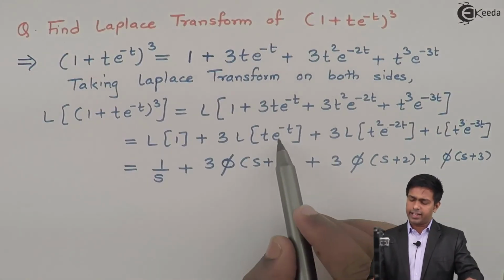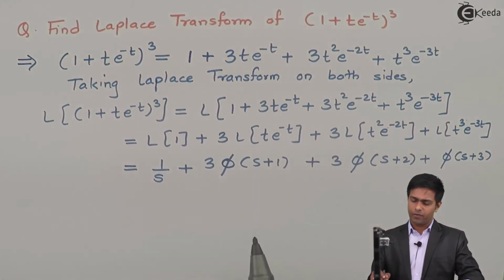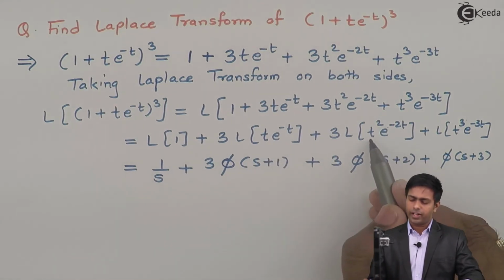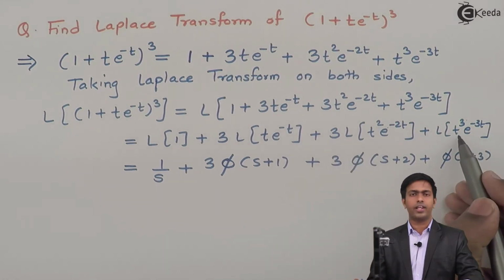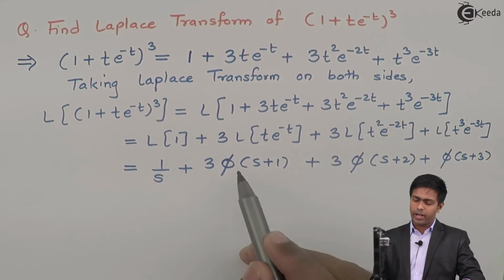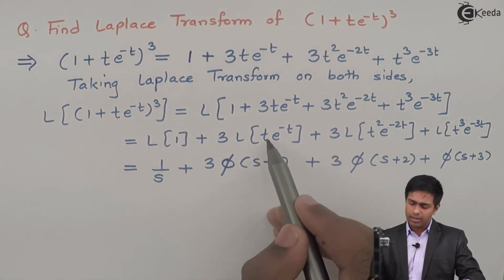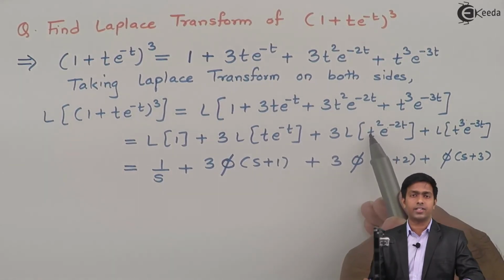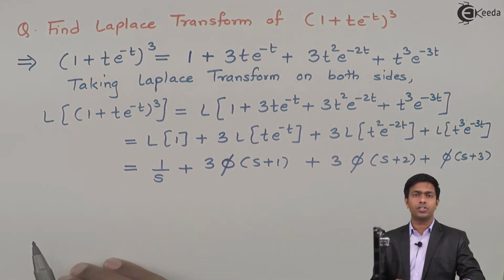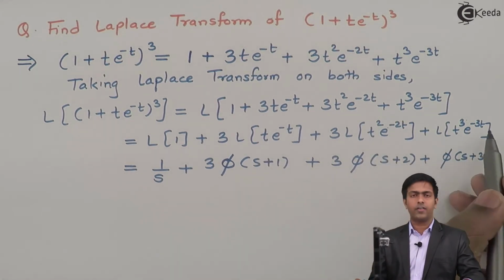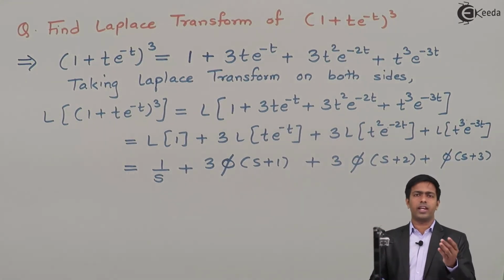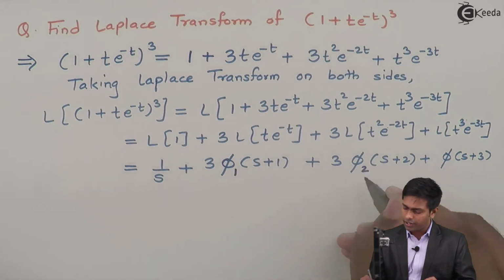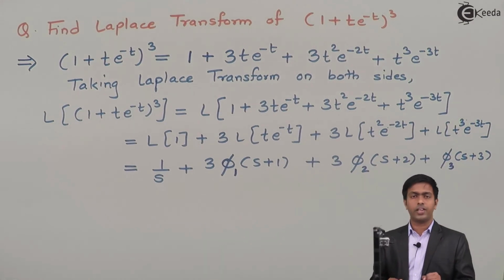Now in these three cases, the function of t is different. In the first case, the function of t is t. In the second case, the function of t is t square. And in the third case, the function of t is t cube. Therefore, to get this function of s plus 1, I am going to use the first function of t. For function of s plus 2, I am going to use t square. And for this, I am going to use the third function. Since these three functions are different, I am going to consider f1 of t, f2 of t, and f3 of t. And therefore, here we will get phi1 of s plus 1, phi2 of s plus 2, and phi3 of s plus 3.